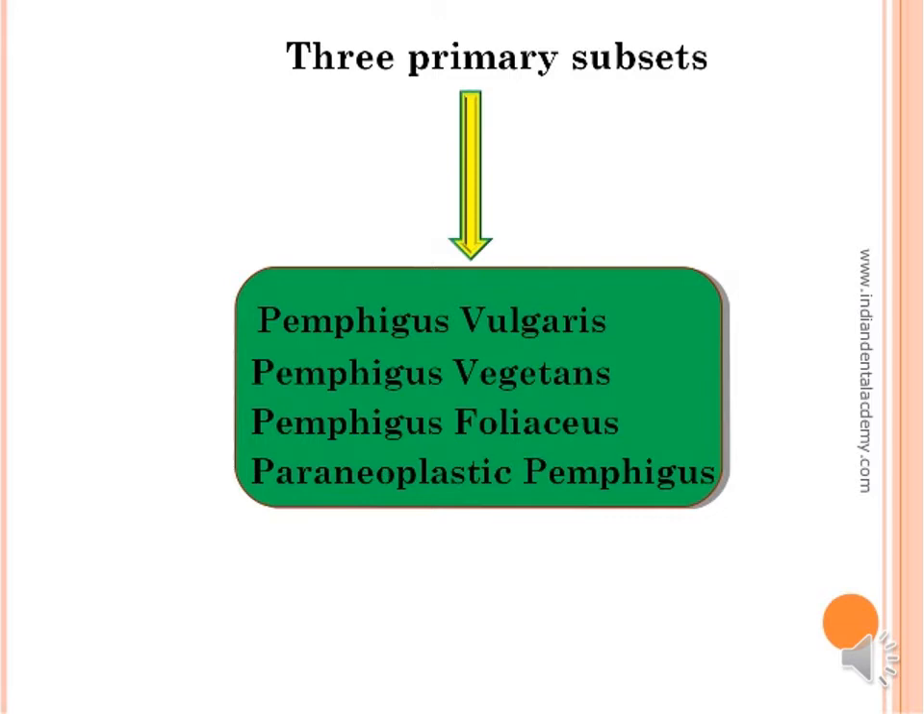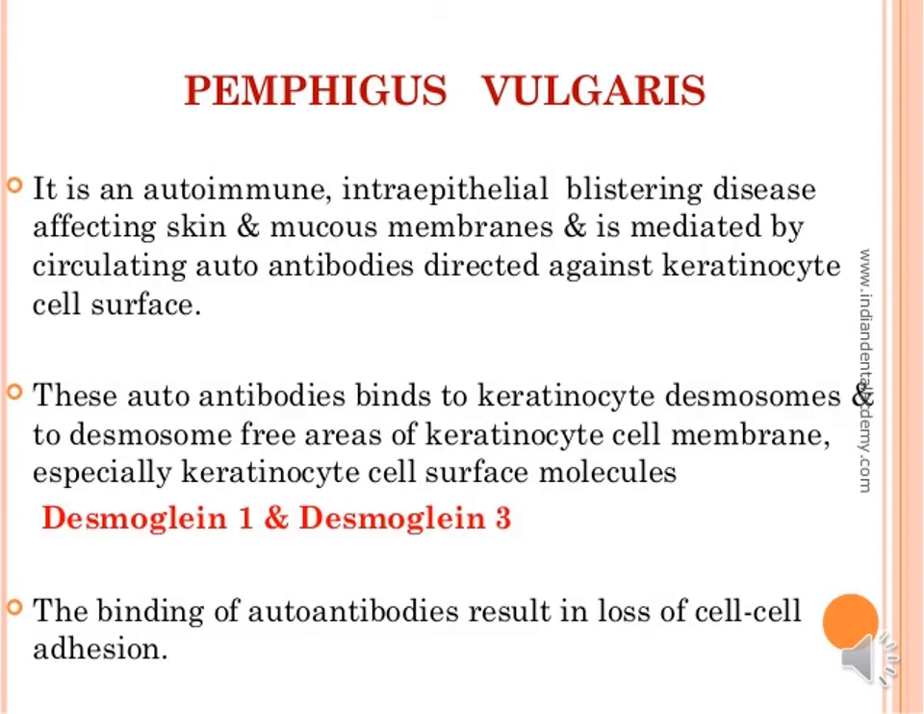There are three primary categories for pemphigus: pemphigus vulgaris, pemphigus vegetans, pemphigus foliaceus, and paraneoplastic pemphigus. هي ثلاثة والرابعة راح تكون precancerous lesion of the skin or mucous membrane. عندنا pemphigus vulgaris, pemphigus vegetans, and foliaceus هي primary, and the other one is a pre-malignant lesion.